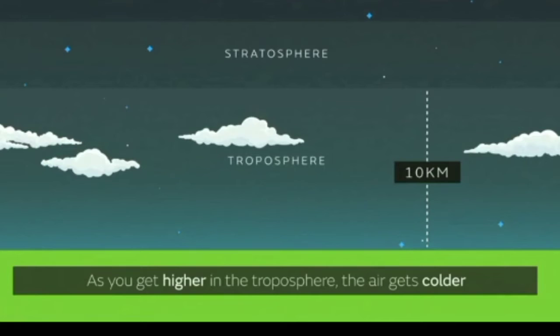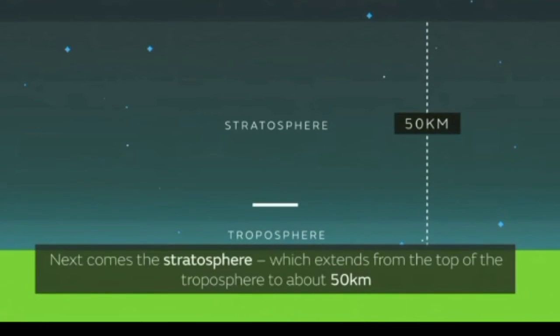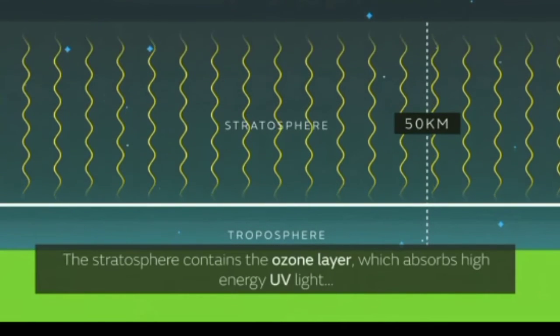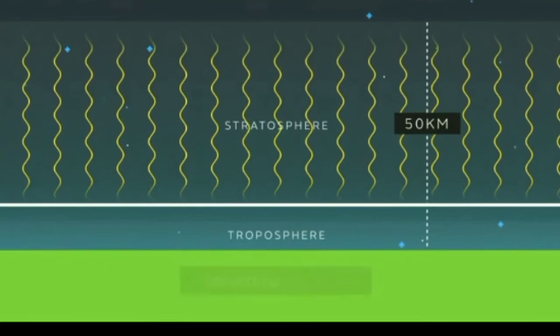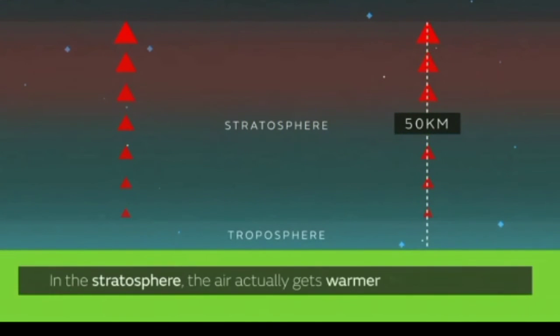Next comes the stratosphere, which extends from the top of the troposphere to about 50 km. The stratosphere contains the ozone layer, which absorbs high-energy ultraviolet light, converting it into heat. In the stratosphere, the air actually gets warmer the higher you go.